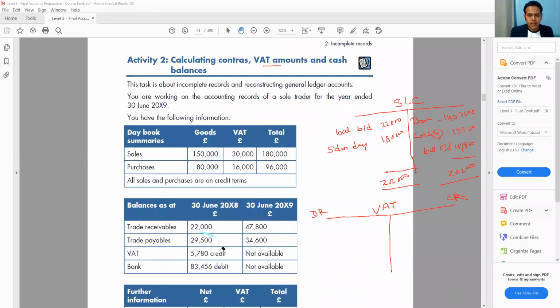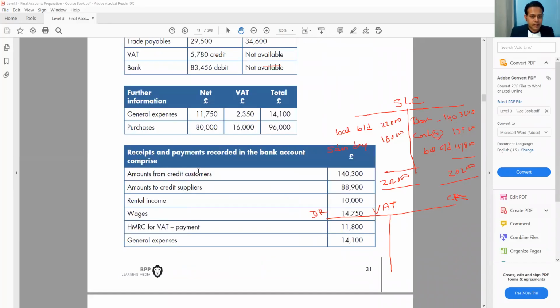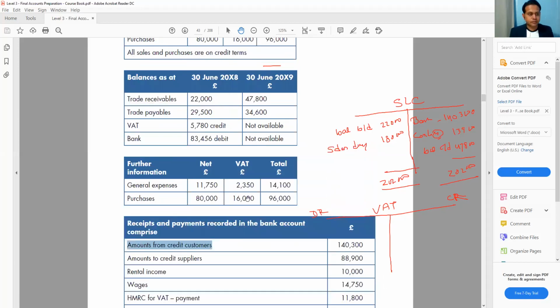On the VAT, the first thing I need to do is the opening balance. So let's have a look at the opening balance. How much is the VAT opening balance we have? So, how is the bank? Okay, so no problem. You can see here on the bank, they said amount owing from credit customers. So this is the money we received. The receipt and payment recorded in the bank account. So 140,300 we received from our credit customers. This is the money we received.